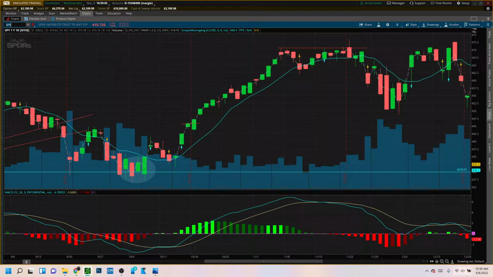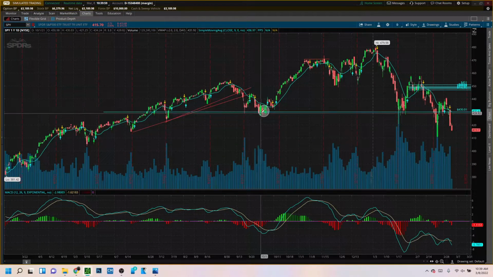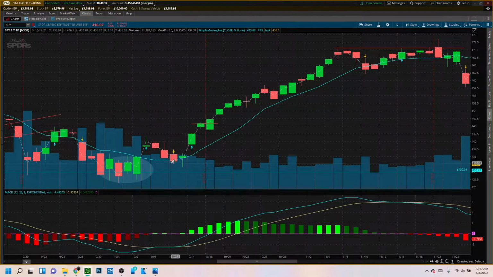Same way where we identified our key setup level where we want to get in. It's an area of interest where we believe it's a good buying point. That 430 level, we can also wait for the MACD to set up. Boom, MACD sets up. We hop into the trade and we make money.